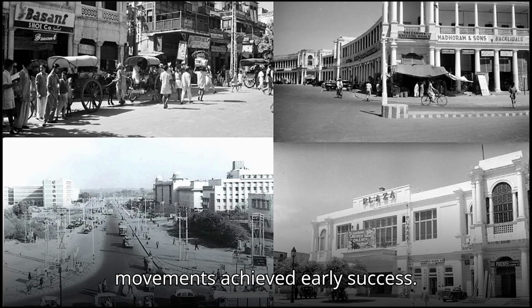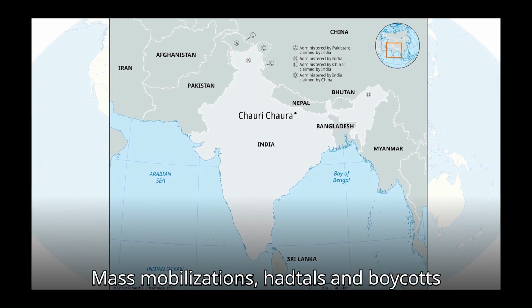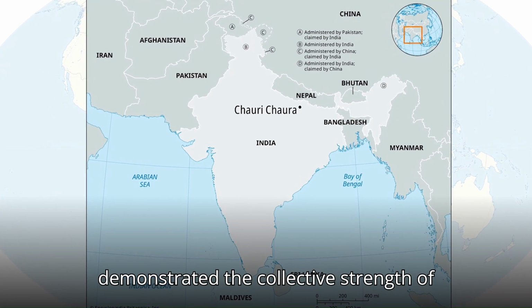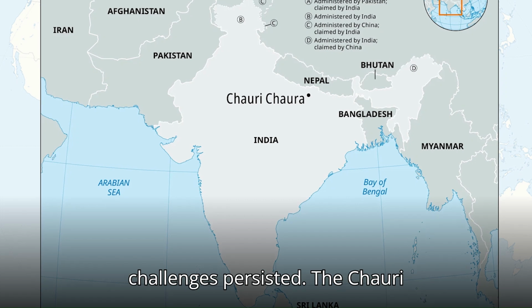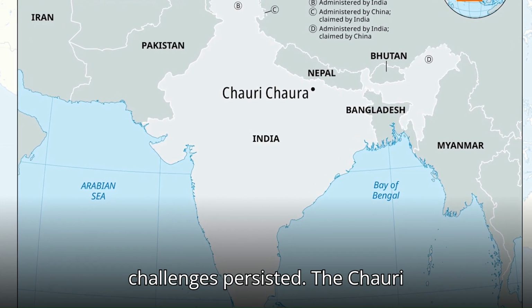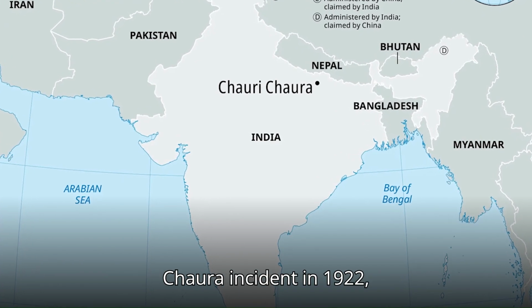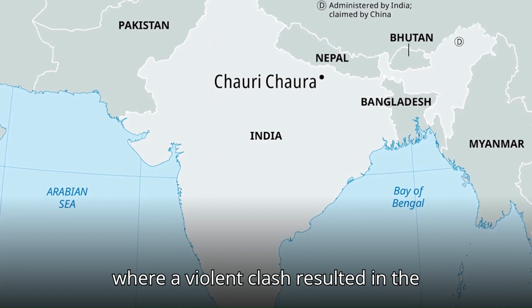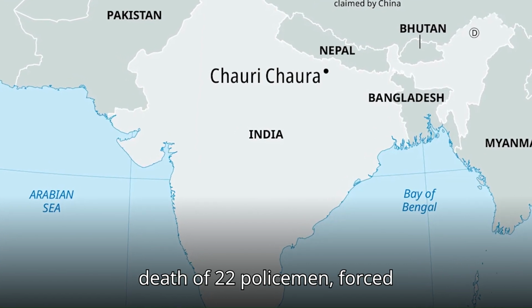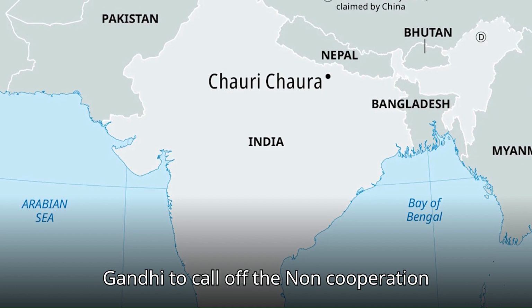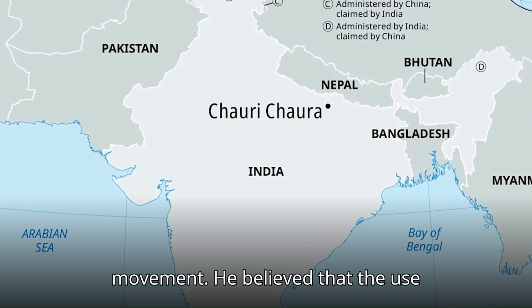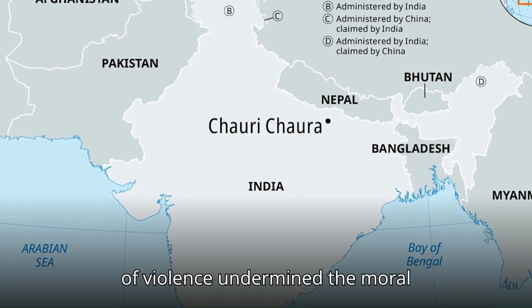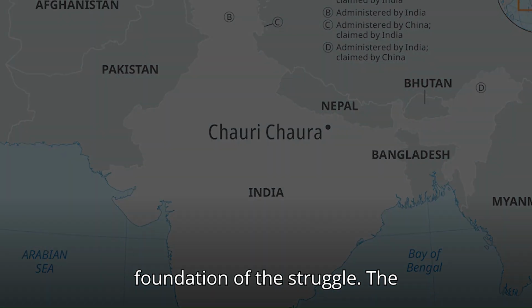The movements achieved early success. Mass mobilizations, hartals, and boycotts demonstrated the collective strength of Indian society. Yet, challenges persisted. The Chauri Chaura incident in 1922, where a violent clash resulted in the death of 22 policemen, forced Gandhi to call off the non-cooperation movement. He believed that the use of violence undermined the moral foundation of the struggle.